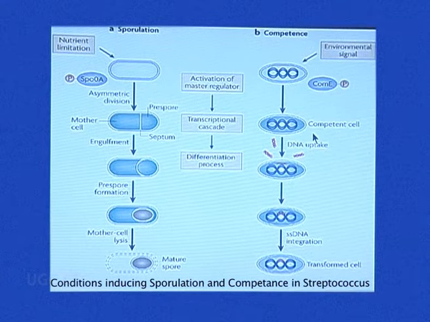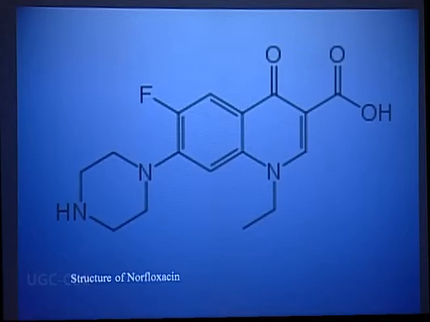So transformation, it has been proved, actually involves about 23 genes. And there are some specific molecules which can induce transformation. And this includes mitomycin C, or it includes norfloxacin.